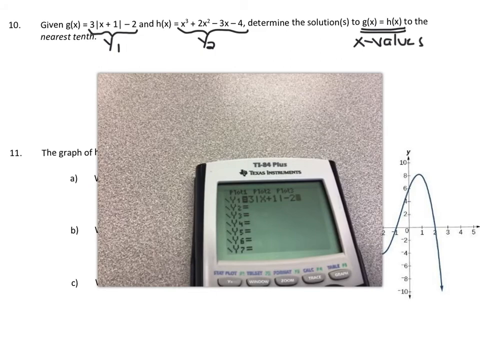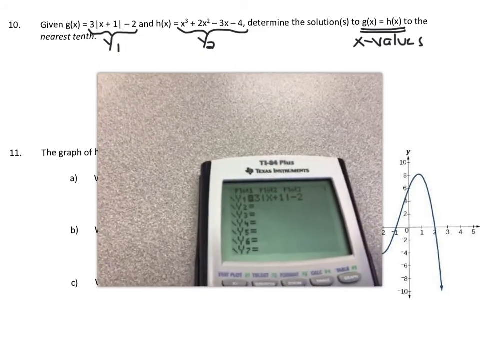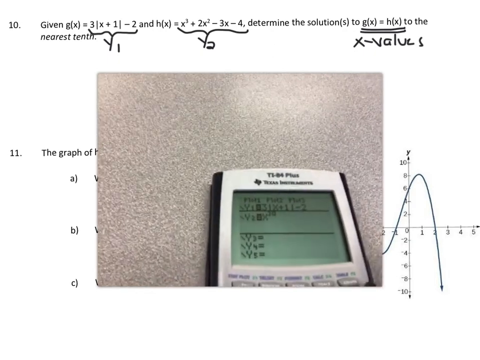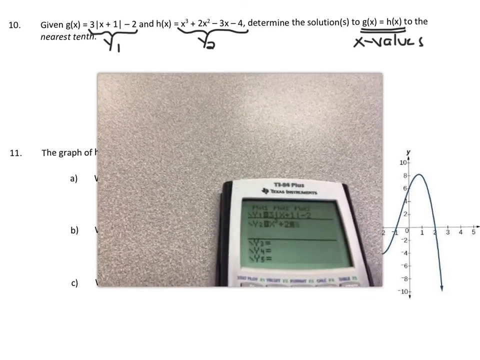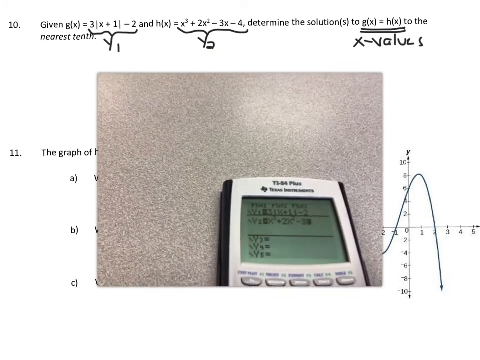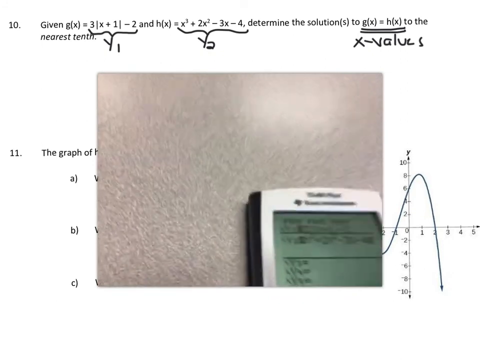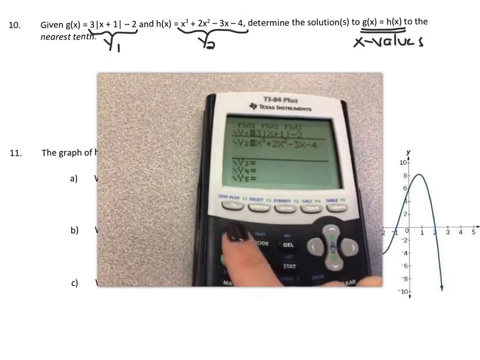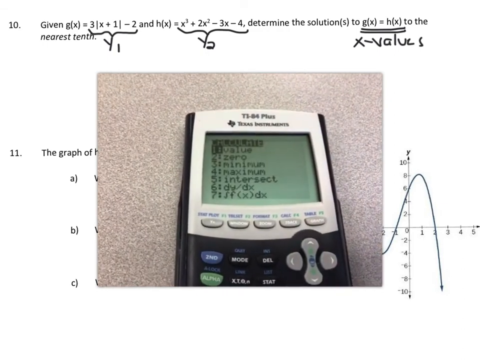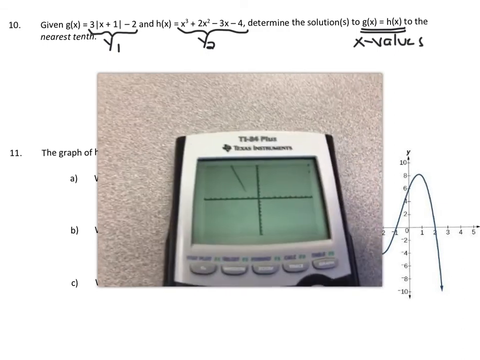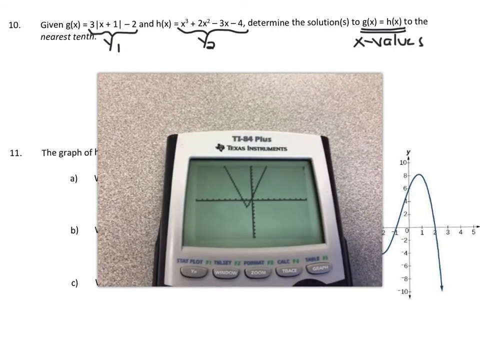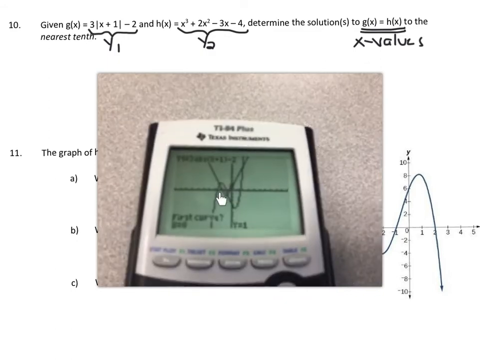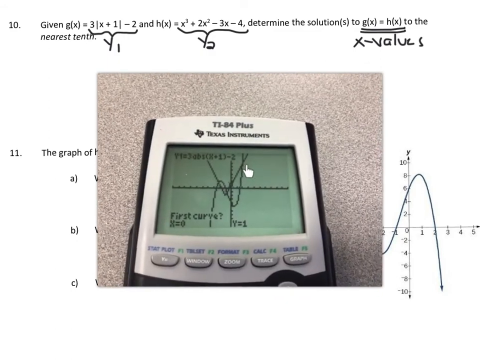Then I'm going to go down to y2, and plug h of x into y2. That says x cubed plus 2x squared minus 3x minus 4. Now, if we want to determine their solutions, we're looking for where they intersect. So we're going to go to second, trace, and then choice 5, intersect. All right, so let's see. There's y1. There is y2. So we'll see that they have 1, 2, 3 points of intersection.